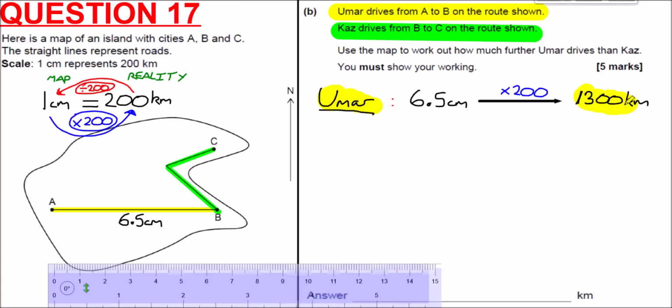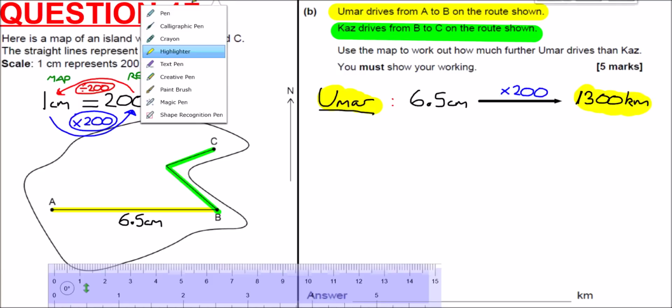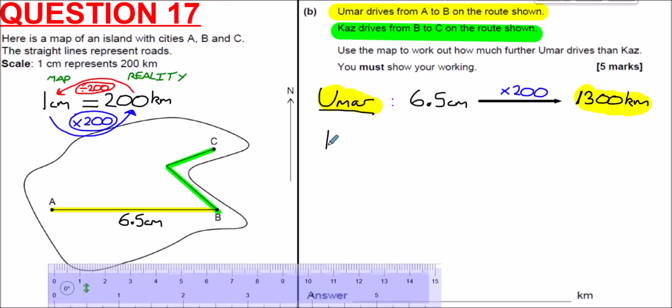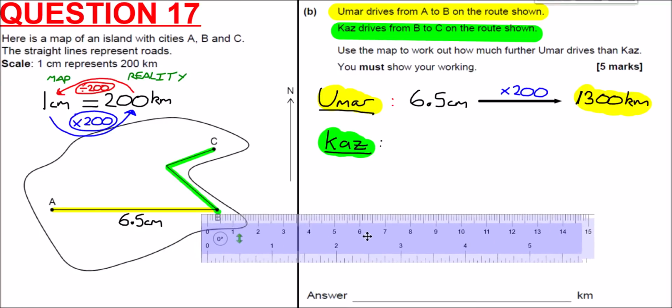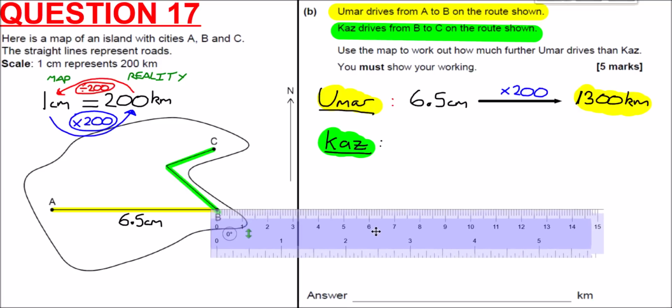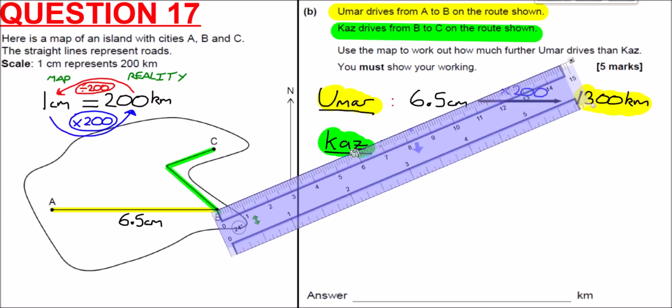We now need to work out how far Kaz travels. Now Kaz goes along the green route, and so again we need to use the ruler and measure the distance on the map for this green route. And so he's going to be starting at B, so put the 0 on top of B, and then measure from B to C.